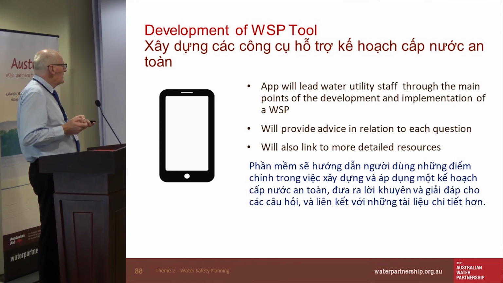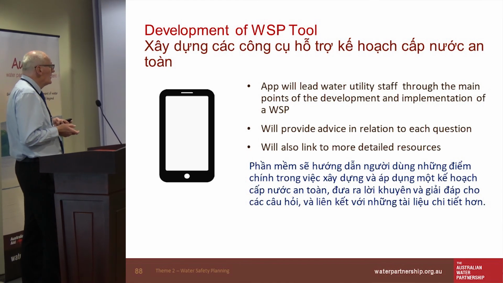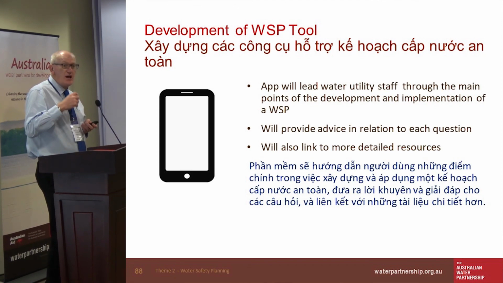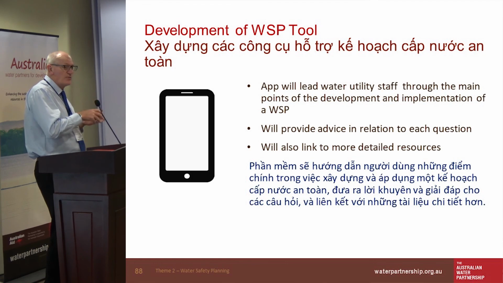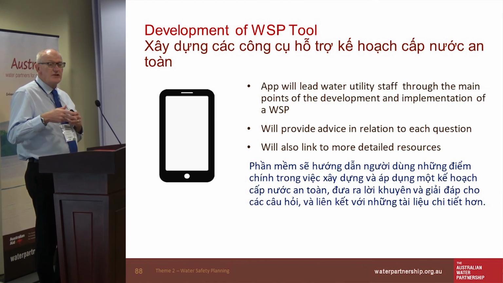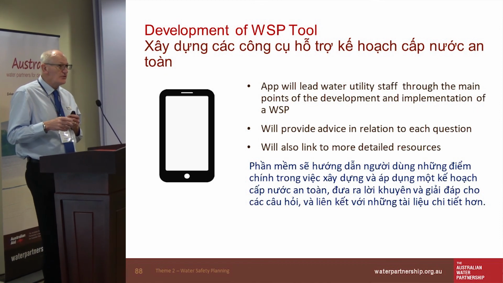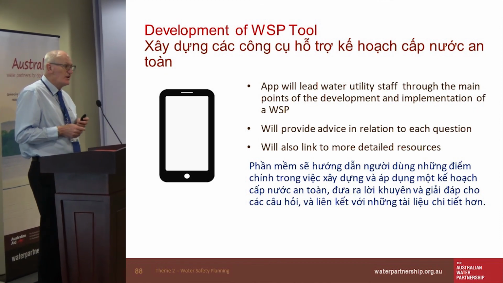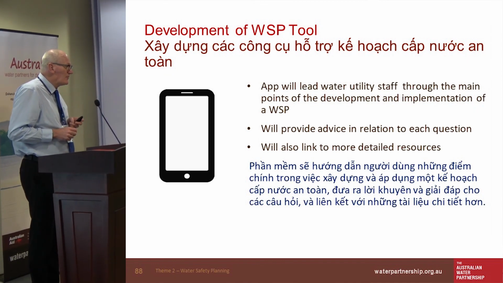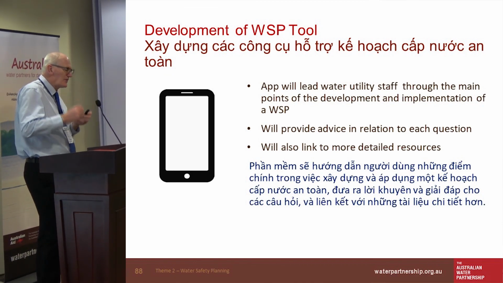So this app would lead the utility staff through the main points of the development and implementation of water safety plans, with a strong focus on implementation, because we can all, I guess, produce the documentation, but how do you then convert that documentation into on-ground works that improve the way your treatment plant operates? Provide advice in relation to each of these questions, and then also link off to more detailed resources that people could use to actually answer those questions or get more information. So it's still in the very early stages of development, but we hope that'll be one of the lasting outcomes of the utility improvement program that we're working with at the moment with corporations here in Vietnam.